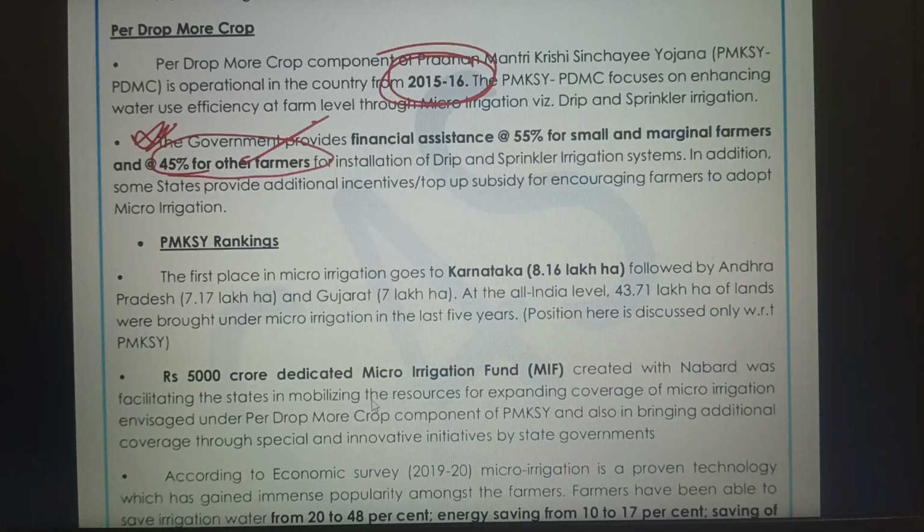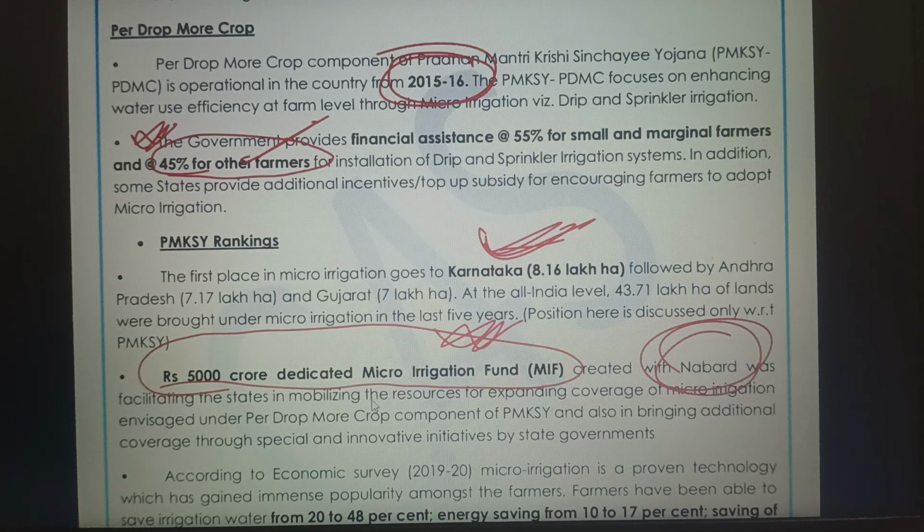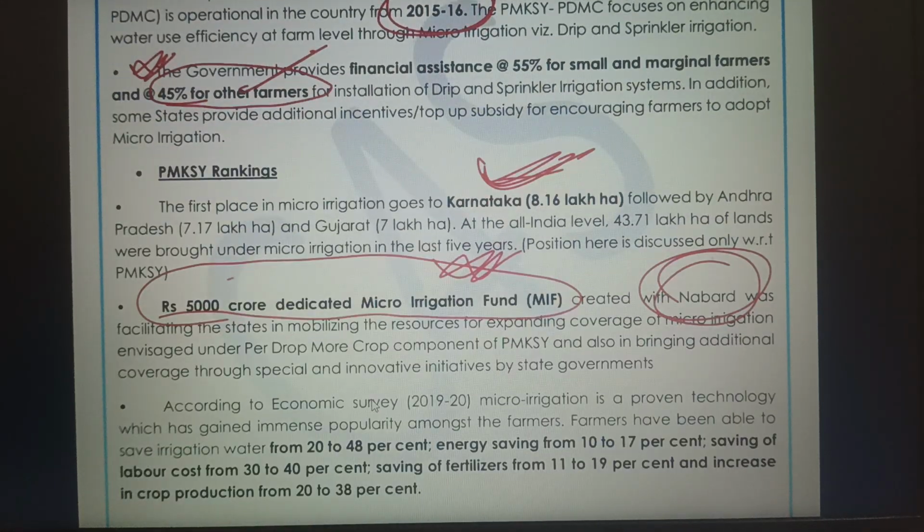Then PMKSY ranking, I have already told you this. Through that green box and blue box, Karnataka tops the list. A Rupees 5,000 crore dedicated Micro Irrigation Fund created with NABARD has been facilitated for this Per Drop More Crop. So this is again an important point from your examination point of view, because this is being implemented by NABARD. Now this has increased to 10K, okay. This figure has increased from 5,000 to 10,000.